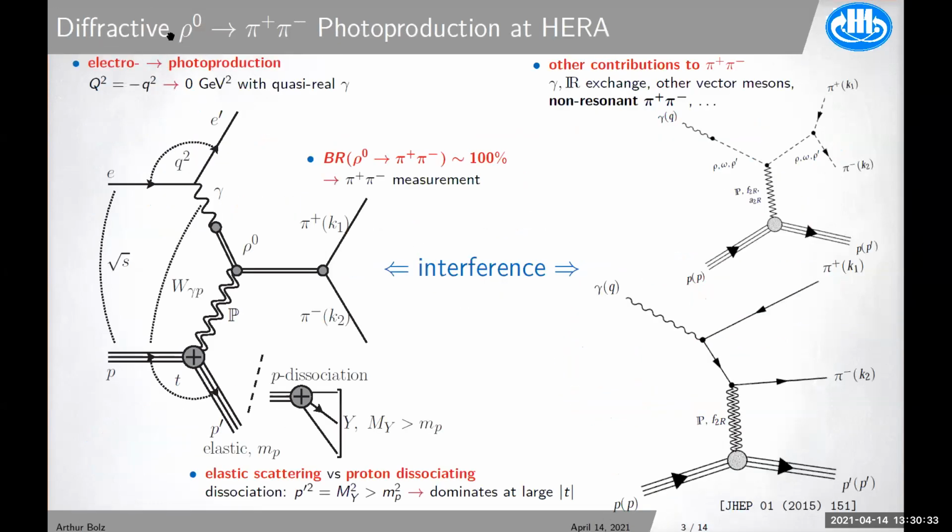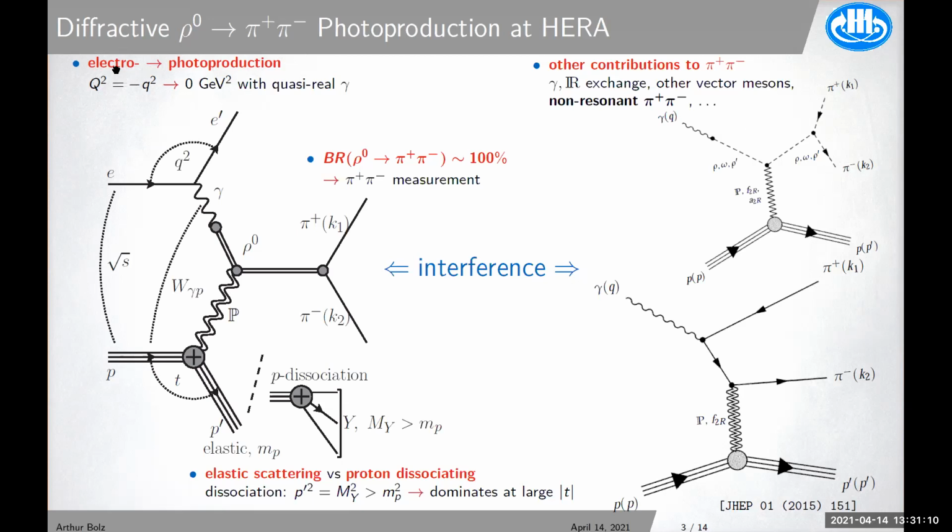So we want to measure diffractive rho photoproduction cross sections. Here we have one or several challenges. First of all, the rho meson decays into a pair of charged pions. So a priori, we only measure the pi pi final state, and there are other contributions to it. We can have other vector mesons decaying into pions. We can have other exchanges than the Pomeron exchange, if you're interested in that. And most importantly, we can also have non-resonant pi pi production. So there are lots of irreducible backgrounds that, if we want to measure the rho meson production cross section, we need to get rid of or take care of.